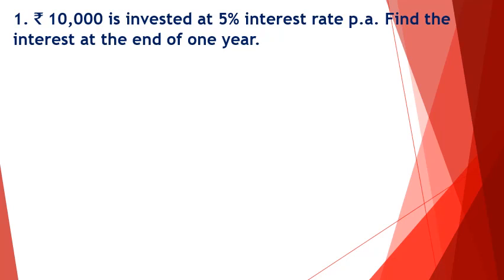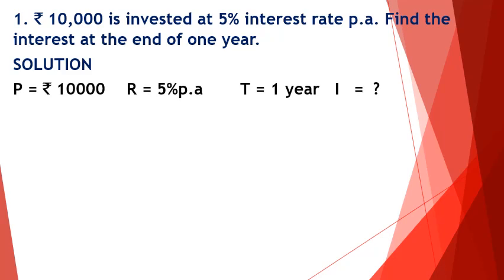How to answer this question? First of all, we have to write what is given in the question. Rupees 10,000 is invested means our principal is rupees 10,000. A 5% interest rate means rate of interest R equal to 5% per annum. Find the interest at the end of 1 year, so time period T equal to 1 year and I, the simple interest, equal to question mark, that we have to find. So first we can write all these things.